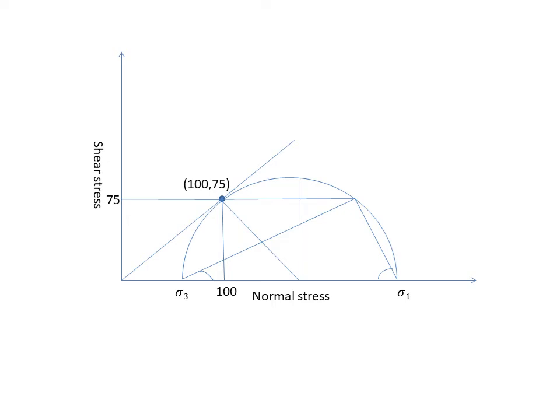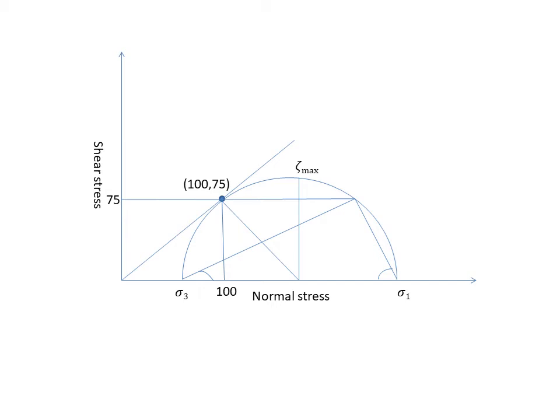Now we have to determine the maximum shear stress. Maximum shear stress is nothing but the radius of your Mohr circle. From the center of the Mohr circle, you can draw a perpendicular line so that it hits the apex point of your Mohr circle. So this radius of the Mohr circle is your maximum shear stress.